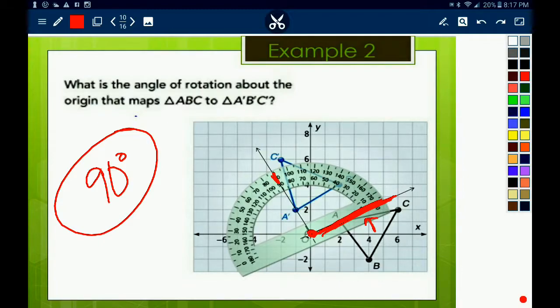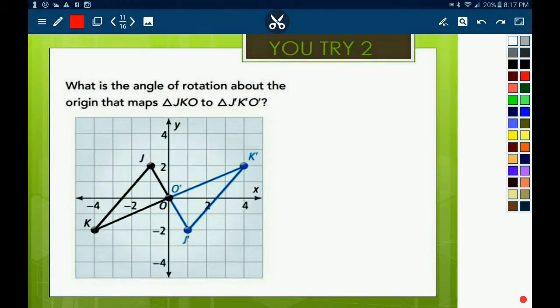You only really have to measure one of the vertices. You don't have to measure all of the vertices. So let's have you guys give this a try in your U-Try. Use your protractor, line up the center, and then line up the bottom of the protractor with one of the lines that you see. What is the angle of rotation from JKO to J prime, K prime, O prime?